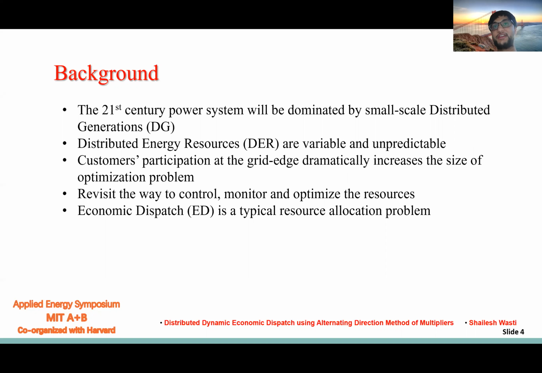Today's power system is moving to small scale, with variable energy resources participating at the edge of the grid. When the classification of the physical layers of the power system itself is to be revisited, obviously this is the time to think of new ways to control, monitor, and optimize the resources. And economic dispatch is a typical resource allocation problem.